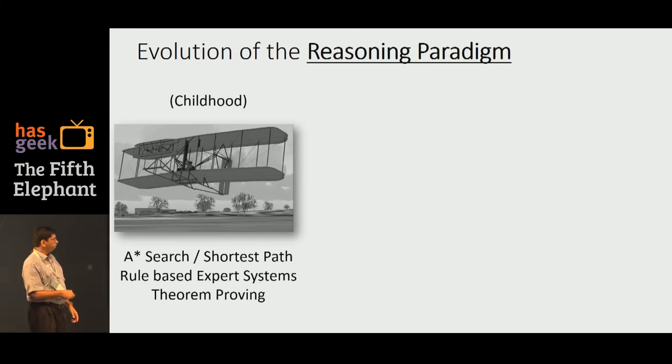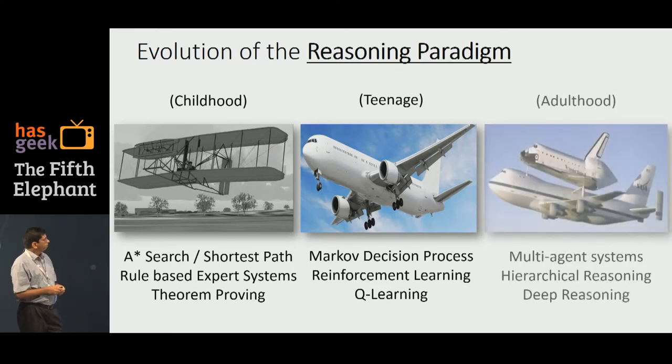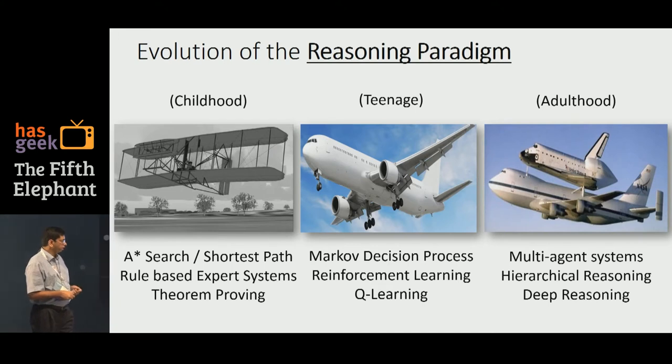And, you know, in the early days, you must have heard of things like A-star search and shortest path and theorem proving and rule-based expert systems. They were all designed to do these reasoning tasks, which we'll see what they are. Then came these Markov decision processes or reinforcement learning, Q-learning ideas. I don't see a lot of those things used in our day-to-day efforts today. And hopefully this talk will give us some more ideas around how we can use these ideas in our work. And now we are also talking about deep reasoning or hierarchical reasoning or multi-agent systems, right? So the idea is, reasoning is a very different ballgame. It's very different from prediction. It has been evolving the same way prediction has been evolving.